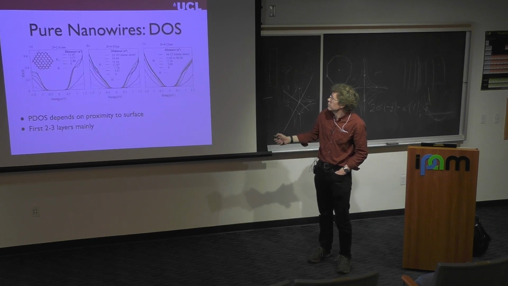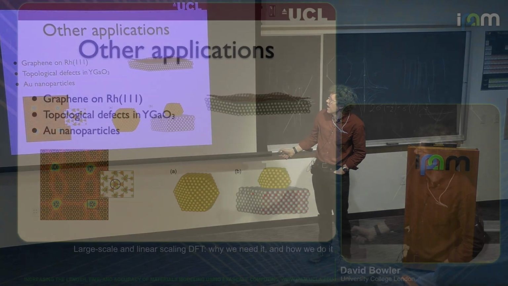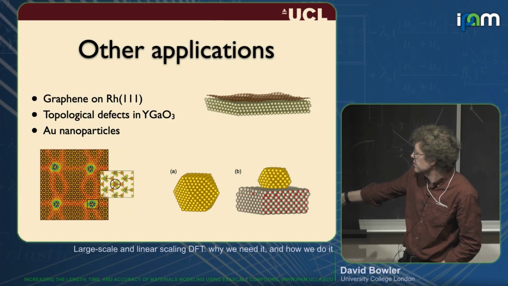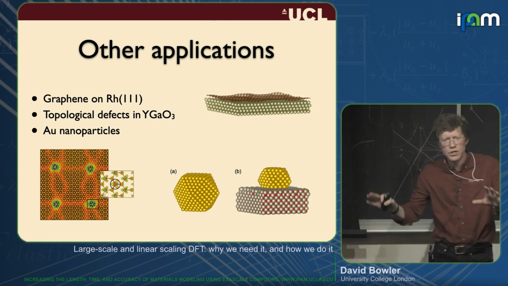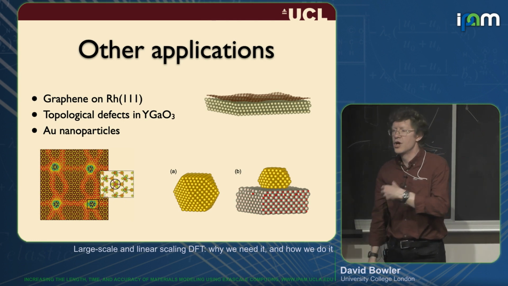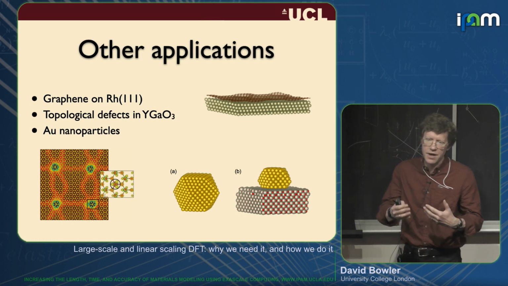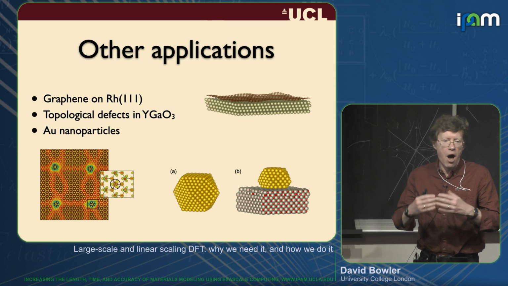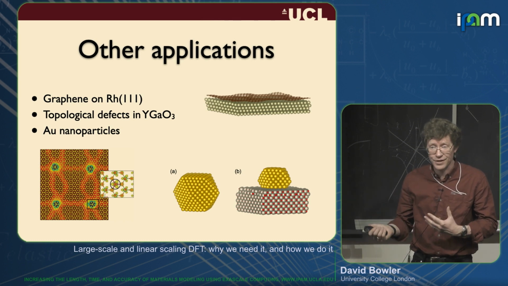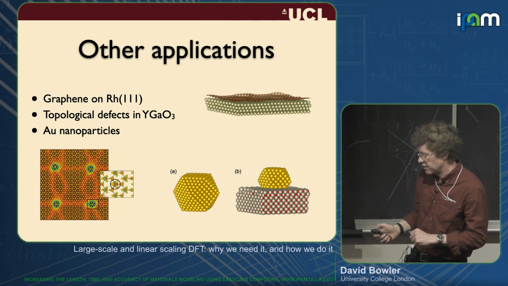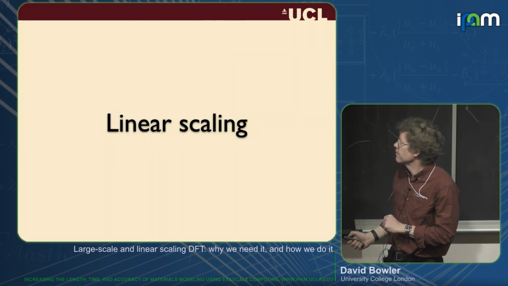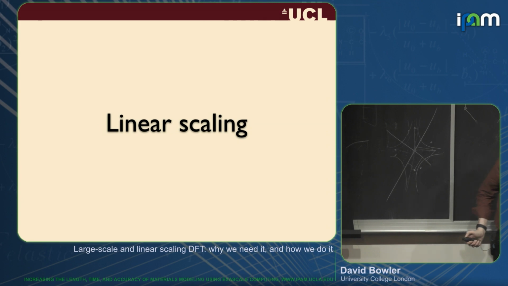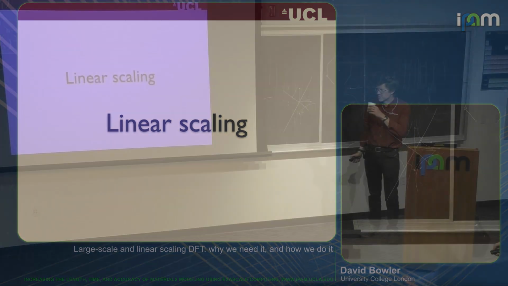These are other things that we've looked at. We've looked at nanowires, and I showed you the graphene on rhodium. This is yttrium gallium oxide, and these are metallic nanoparticles. These are all things that we're using. We're doing practical calculations with somewhere between 3,000 and 10,000 atoms with exact diagonalization. So I would say that a number of these are effectively killer apps for big DFT, for large-scale DFT. Let me tell you very briefly about linear scaling, because that's where you get to really, really big system sizes.